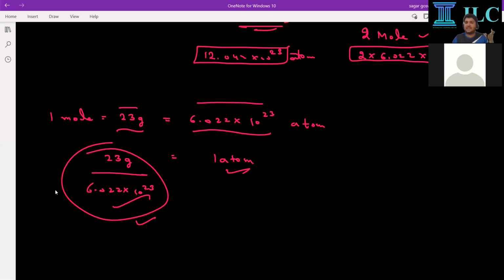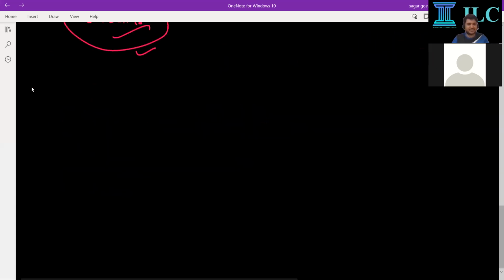Different atoms have different mass because they have different size. Hydrogen size is different, lithium size is different. Got it now? Very simple.